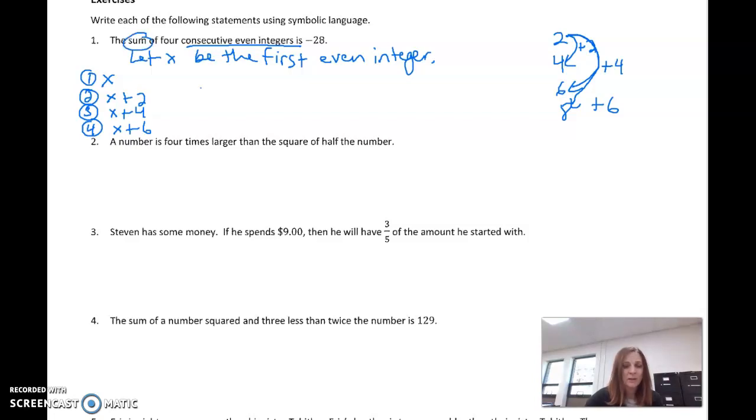Sum: x plus, I'll put them in parentheses this time. It's a little easier to see when we get into solving, though we drop those parentheses, which is why I don't usually write them, but it does make it a little easier. Okay, that sum is, there's my equal sign, negative 28. And the directions just say, write each of the following statements using symbolic language. We don't have to solve. We're done right here. All right, more examples.